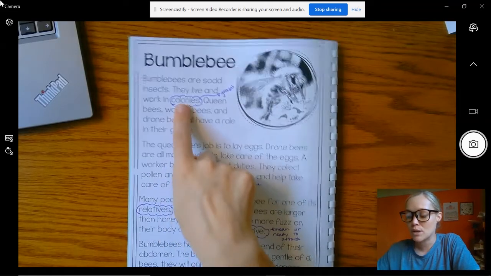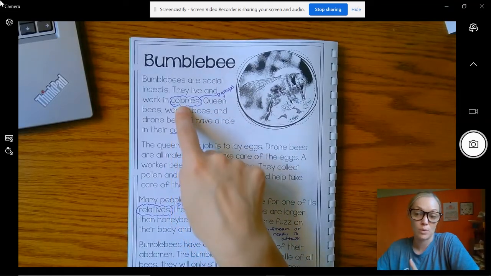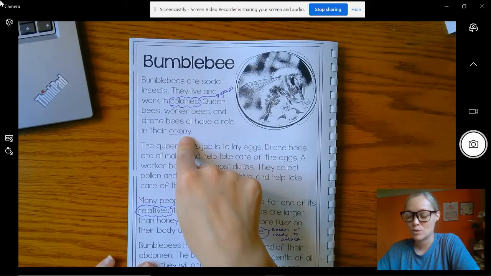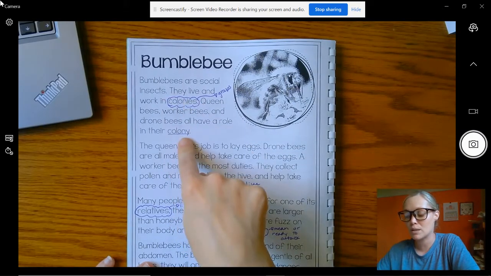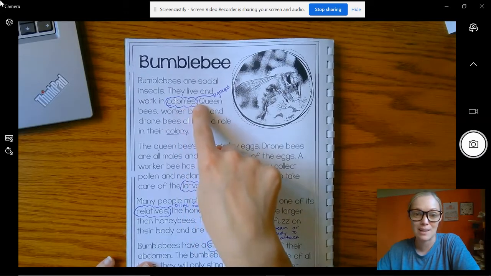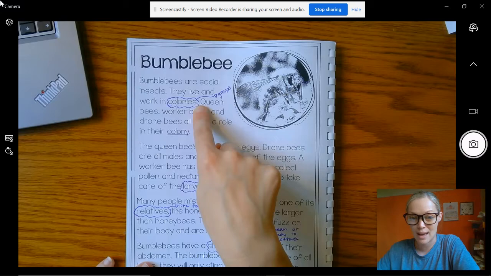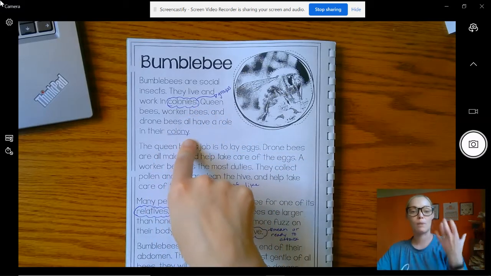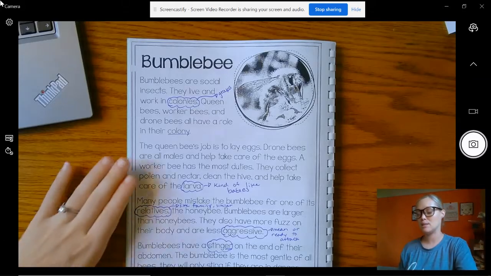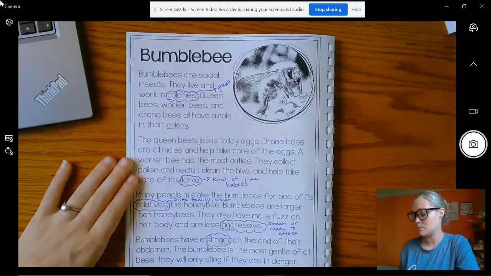And another word, so colonies means more than one. Colony means one. So notice that when we go from colony to colonies, that Y goes away and we add an IES. So don't let that trick you, okay? This is colony, talking about one colony. This is colonies, talking about multiple colonies or multiple groups.